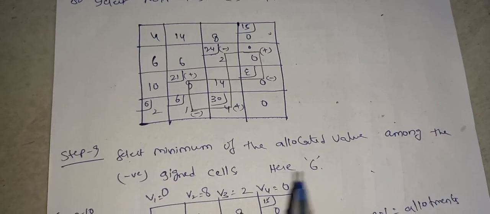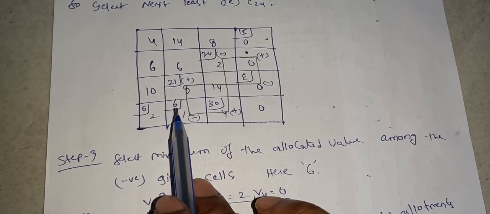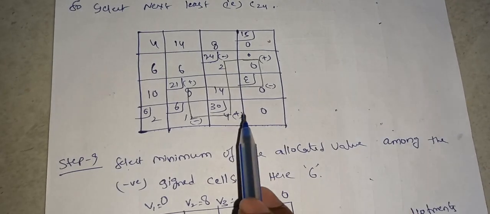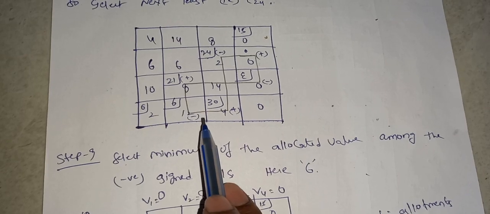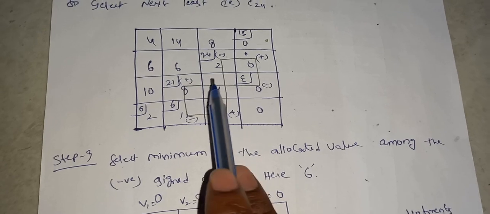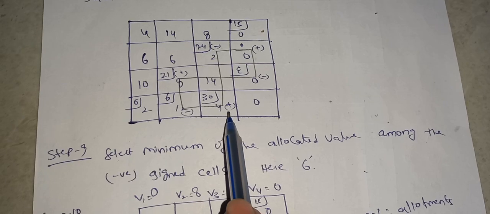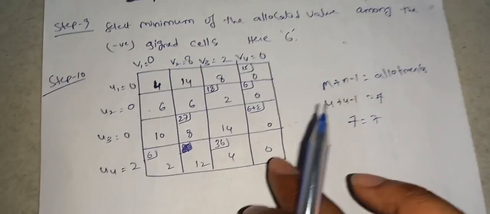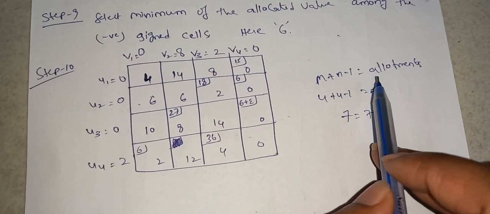Now among all the negative signs indicated here, select the least value assigned. Here the values assigned are 24, epsilon, 6. The least value assigned is 6. So subtract that value from the minus signs, here, here and here, and add that value to the positive signs. Here we have to add 6, here 6, here 6. So the new table will become like this. Next again calculate U values and V values, and the number of allocations m plus n minus 1 is equal to 7.